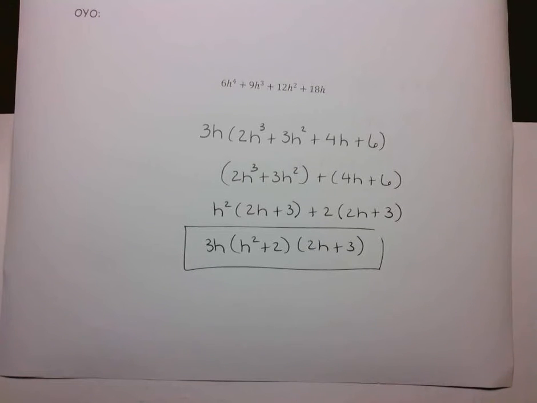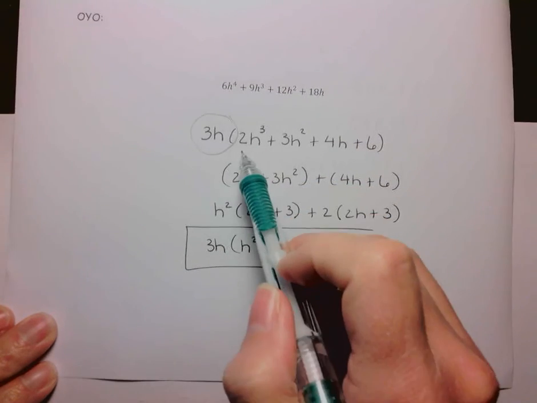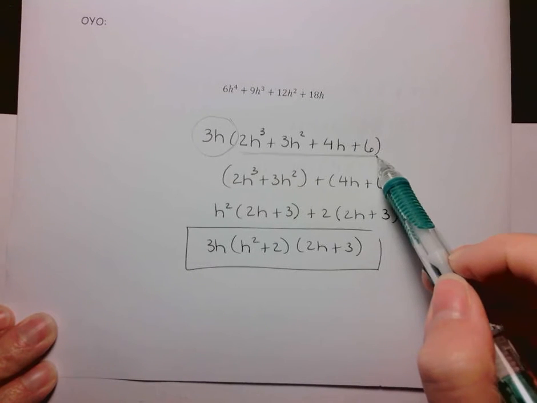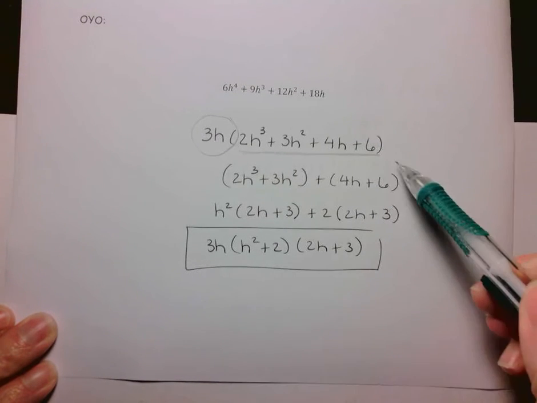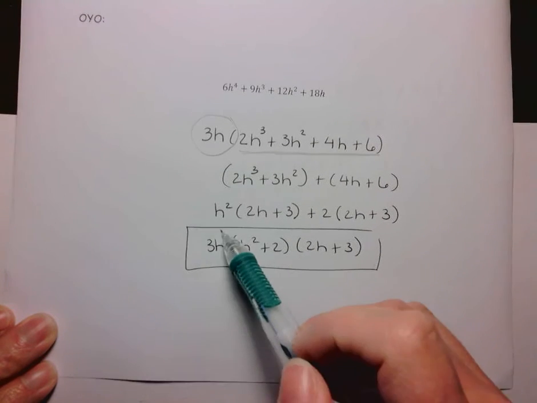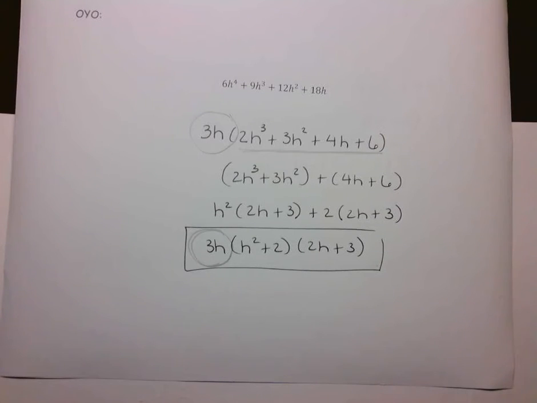And here's the answer. I factored out a 3h at the very beginning. This is what I had left. I factored this polynomial here by grouping, and then in my final answer I had to make sure that I put that 3h back in at the end. Please don't factor it out, but then forget to put it back in at the end.